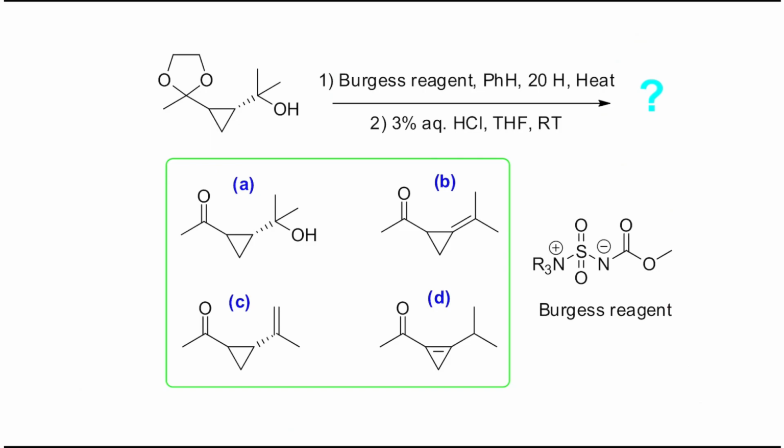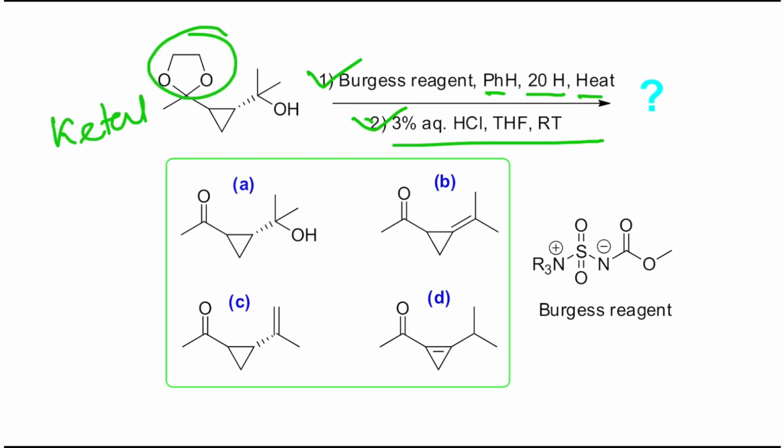Okay, so now let's go to the problem. The first step is Burgess reagent, benzene, 20 hours and heat, simple. The second step is 3% aqueous HCl, THF, RT, and there is actually a ketal. Generally we call such rings acetals, but it is a protected version of a ketone, that's why it's called a ketal. So you can understand the second step is hydrolysis of the ketal.